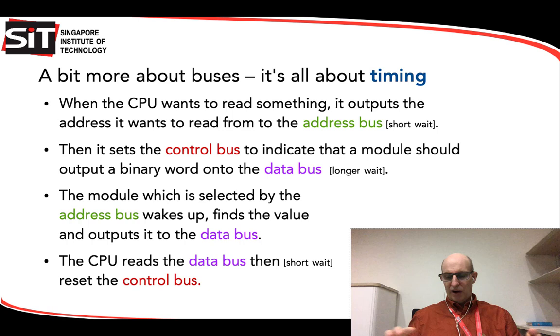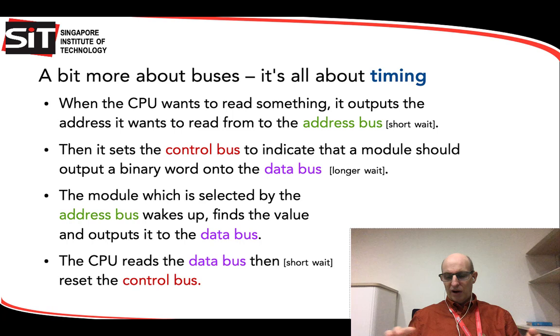So when the CPU wants to read something, this is what happens. The CPU is in control of everything. The CPU wants to read an item of data from a peripheral, an internal peripheral. So it outputs an address onto the address bus, and this address identifies which peripheral it wants to read from and where inside the peripheral it wants to read from.